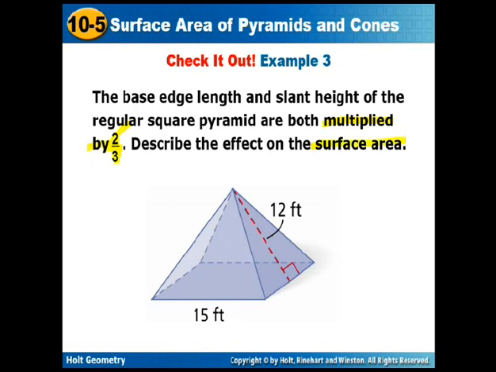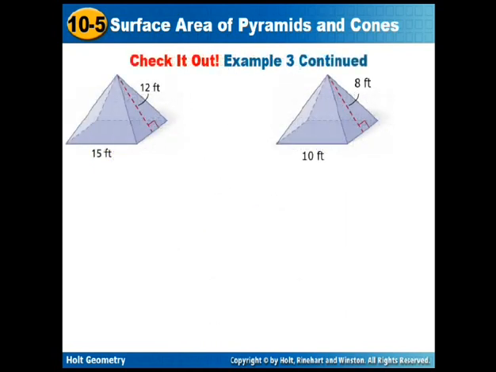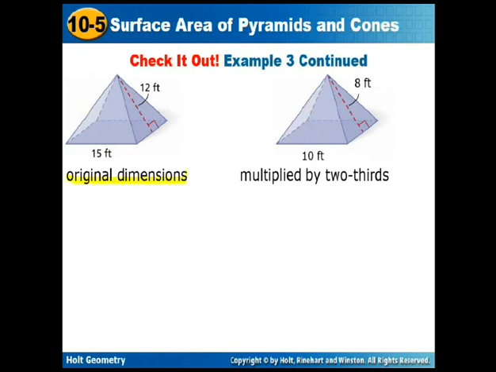Describe the effect. No need to find the surface area for both, only description. What will happen to the surface area? This is the original dimensions, and this is the multiplied ones, okay, by 2/3. Now, what is the effect?